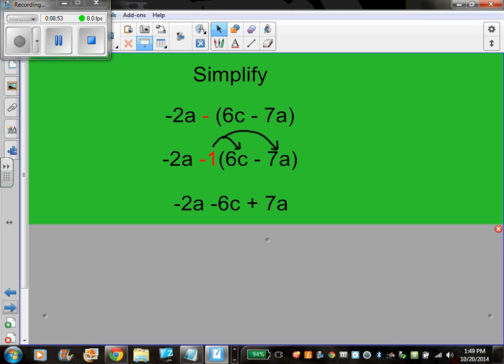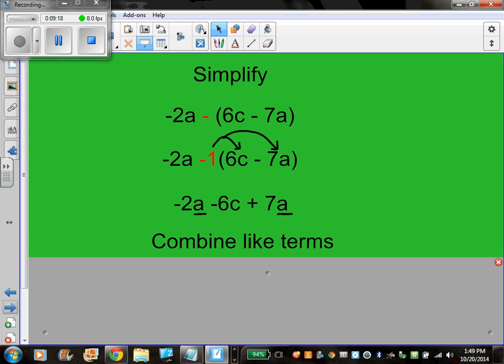So we have negative 2a, hasn't really changed. That negative 1 times the 6c is going to make it become its opposite, which is negative 6c. The negative 7a will become positive 7a because that's the opposite of negative 7a. But notice that in this example, unlike the previous one, we have an a here and an a here. We can combine those together because they have the same variable. It's called combining like terms.